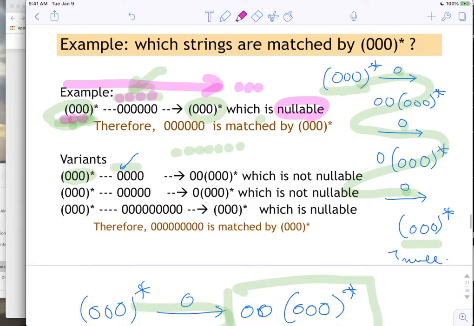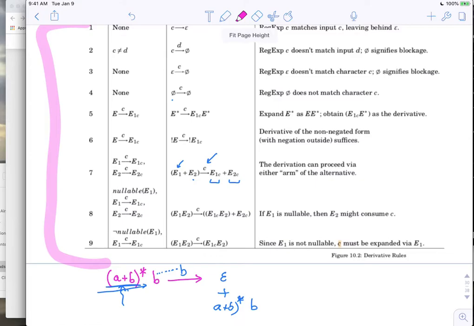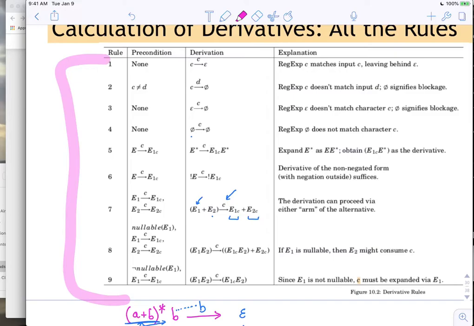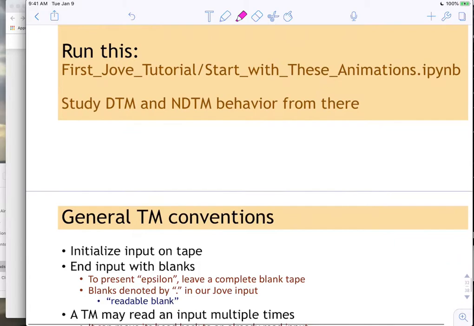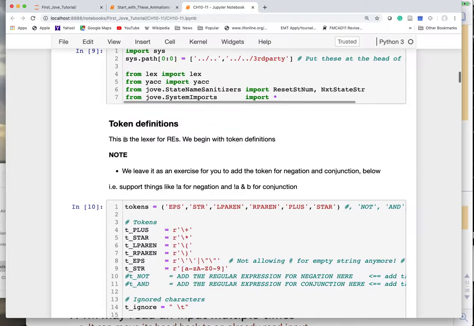Then we looked at derivative rules, which slowly built up based on your interactions. But the final summary of derivative rules covered every piece of syntax of regular expressions, concatenation of regular expressions, Kleene star, negation, all those. And then having understood how the machinery works in theory, we went to Joe and wrote a parser for regular expressions because we had to turn regular expressions into ASTs. So we studied how to write a parser for regular expressions, which is a context-free parser.